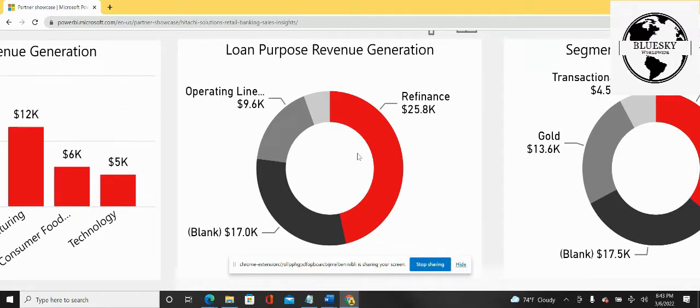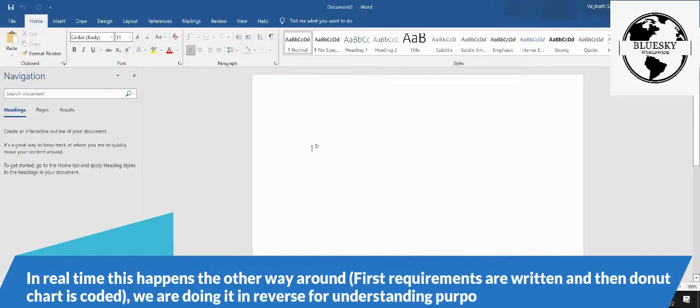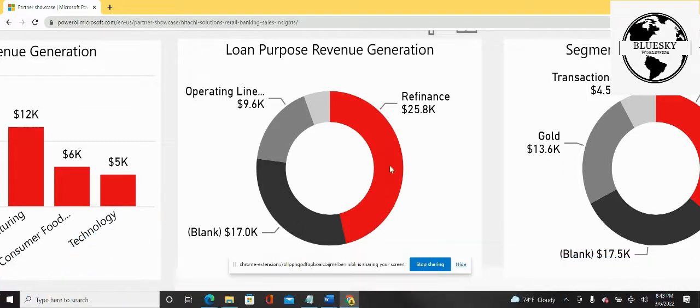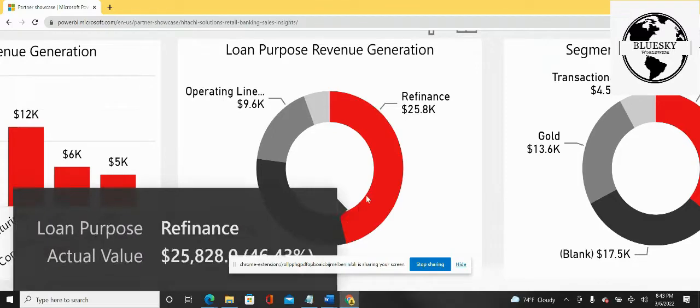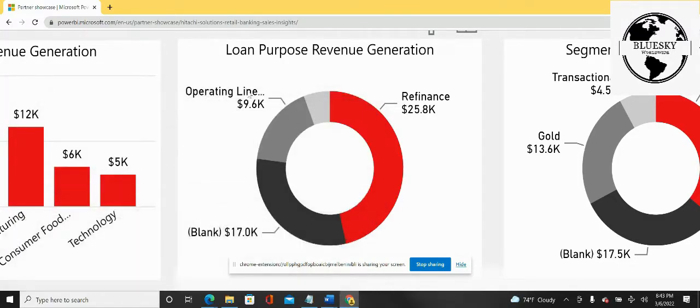So, what will be a good functional user story for this donut chart? I just want to give a brief description about this loan purpose revenue generation donut chart. So, this is a donut chart, it portrays information about multiple revenues that are coming into the organization, which would include operating line of credit, refinance. We'll just call this blank as miscellaneous.